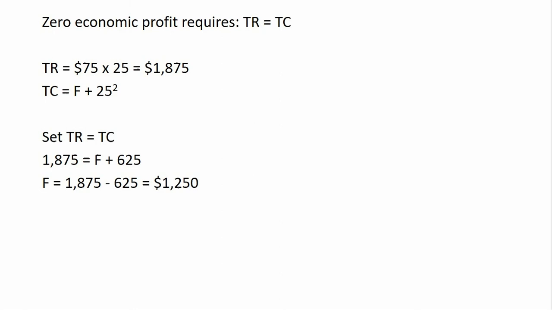$1,250. If fixed costs exceeded $1,250, the firm would make an economic loss. And if fixed costs came in at under $1,250, the firm would be making positive economic profit.